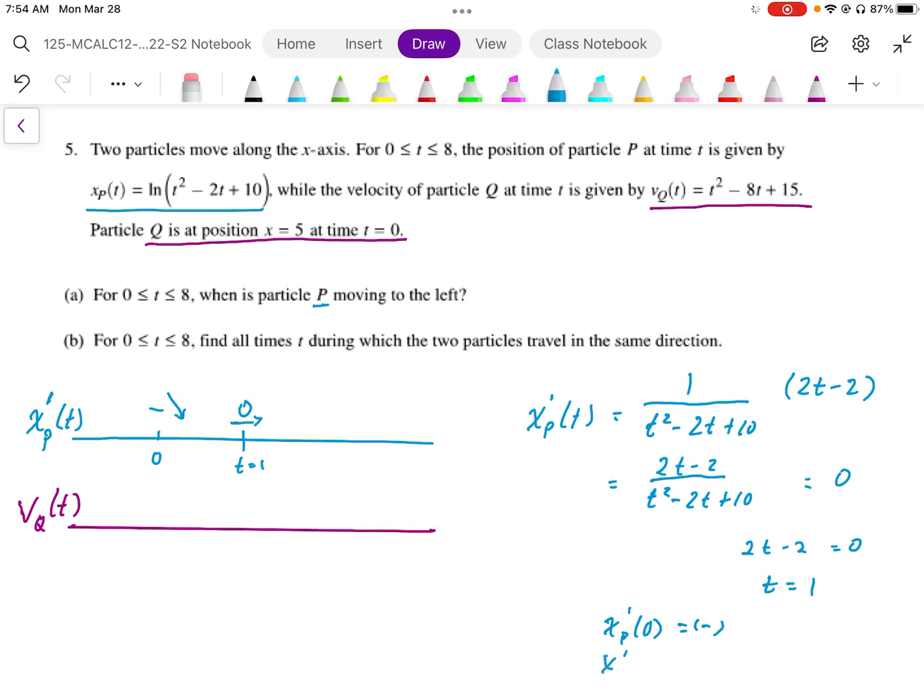And for x prime at 2, we know that's going to be positive, so it's going to be going to the right. So in this case, when is particle P moving to the left? Well, the domain is 0 to 8, and from 0 to t equals 1, it's moving to the left, since the slope, the derivative, is negative.